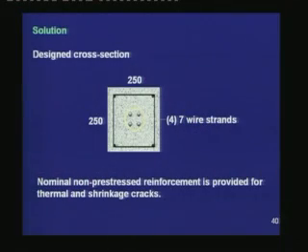Thus, the design cross section is that the dimension of the section is 250 by 250. We are placing 4 7-wire strands with a prestressing force of 591 kilonewtons, and we are providing nominal non-prestress reinforcement for thermal and shrinkage cracks. This section satisfies the allowable stresses at transfer, and at service there is no tensile stress generated in the concrete, and at ultimate the demand is equal to the capacity.